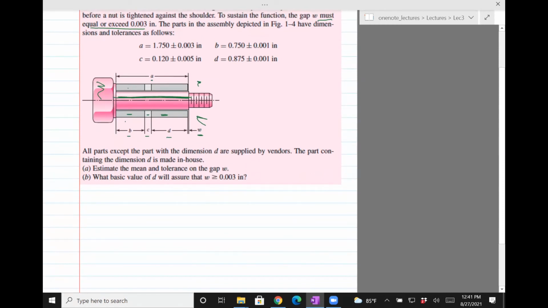So here we don't really need the information that we need to design it to 0.003. Assume that A, B, C, D are the way they are, and we're going to find what the tolerance in W is. So the first part is independent of that constraint which is given to us in terms of W, that it should equal or exceed 0.003. So let's solve A first.